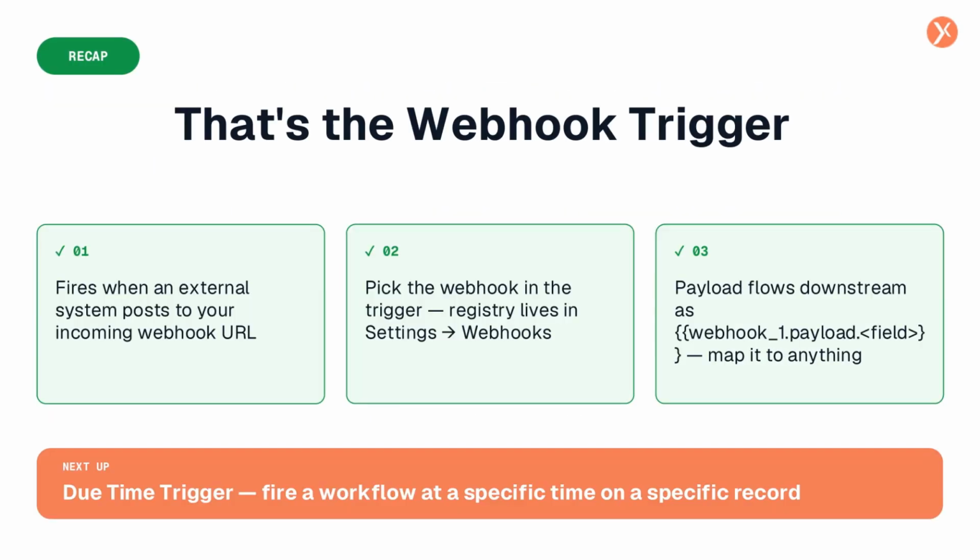To recap, the Webhook Trigger acts as a crucial bridge, enabling external systems to initiate workflows within Expedify by posting to a unique URL. You select the specific webhook within the trigger, with a full registry managed under Settings. The incoming payload then flows downstream, allowing you to map its data to any desired fields in subsequent nodes. This powerful functionality allows for seamless integration and automation across your entire tech stack.